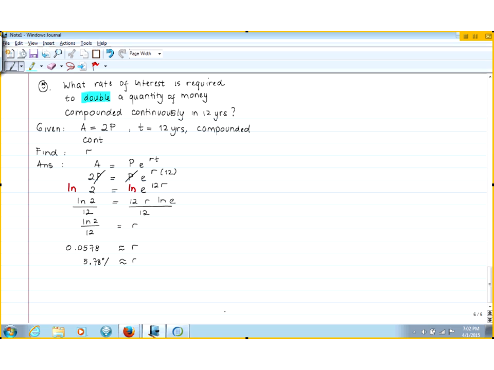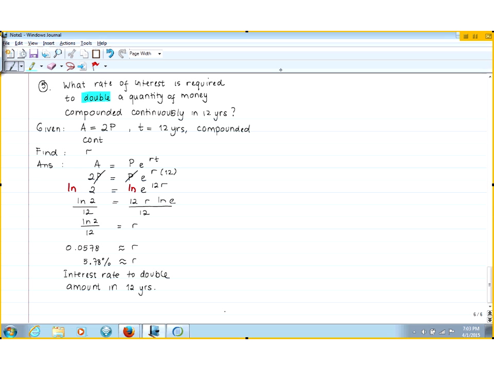0.0578. Change it to percent, 5.78%. So if the interest rate is 5.78% and compounded continuously in 12 years, the amount will double. So this is the interest rate to double an amount in 12 years if it is compounded continuously.